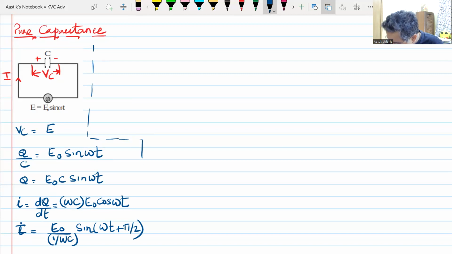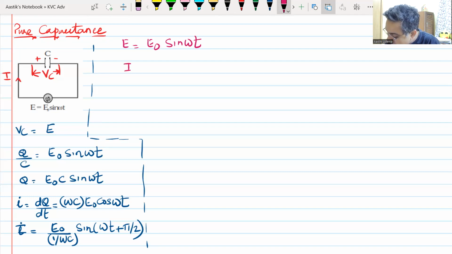Now, once you understand how I've written this, we can understand how the circuit is solved. I start with the voltage. Voltage E is equal to E naught sine omega t, and from there I found the value of current. Current can be written as I naught sine of omega t plus pi by 2. Yes or no?